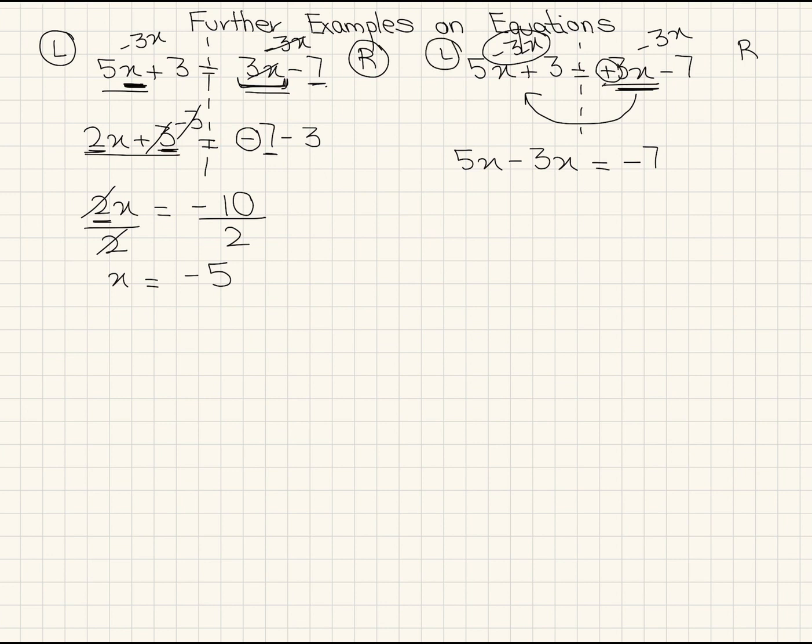So if it's a positive on the right, it's going to be a negative on the left side. All right, let's solve it now. So 5x minus 3x is 2x equals minus 7. So here's a plus 3 also, plus 3 also. This is going to be 2x.